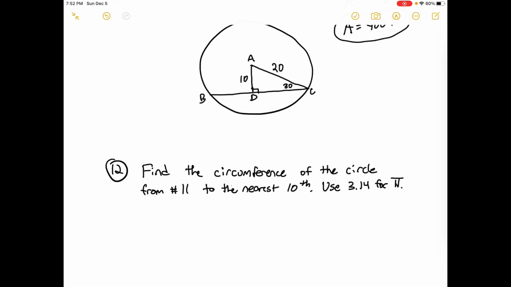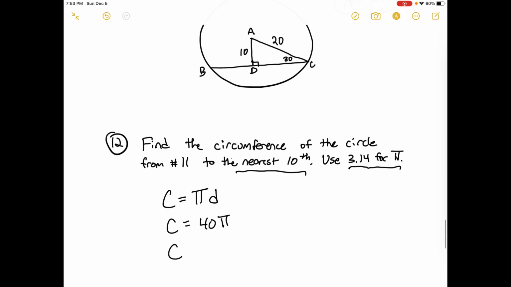Okay, circumference of a circle. Circumference is pi times diameter, pi d. Diameter is double the radius. We already found the radius in number 11. We're going to double the radius to get our diameter. And so circumference would be 40 pi, but this question wants to know the circumference to the nearest tenth, and we're going to use 3.14 for pi.